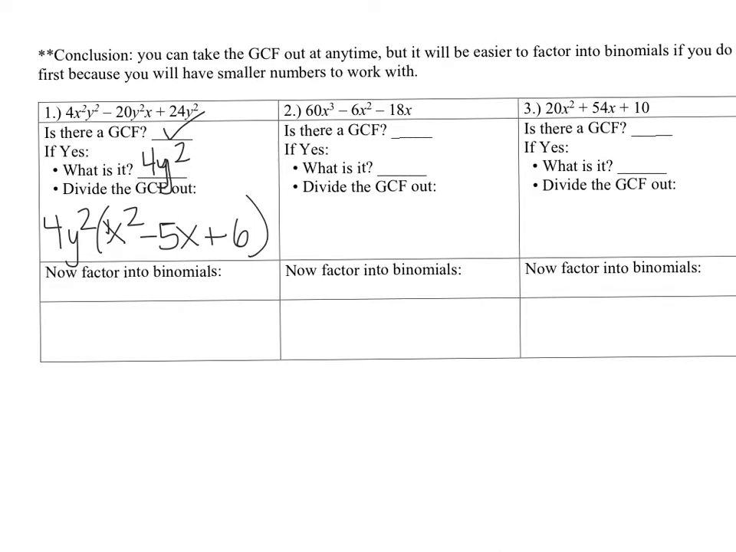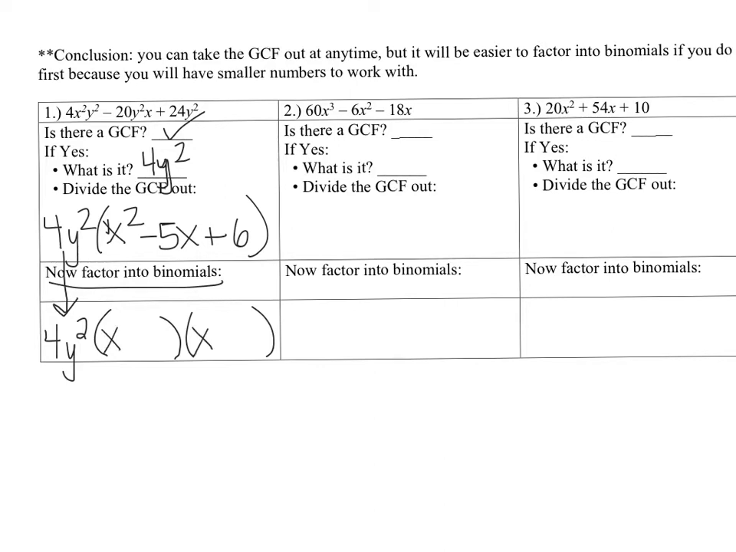And so once I've done that, I have that trinomial. So now I'm going to factor it into binomials. But don't forget your GCF. Your GCF is a factor. You can't get rid of it because it's still a factor. So I'm going to have that 4y squared there. And then I'm going to break up the x squared minus 5x plus 6. The only way to break up x squared is x and x. So that makes the problem so much easier.